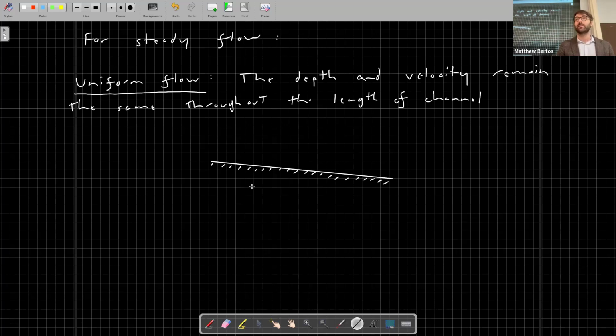So for this case, only one thing can happen. We have a water surface that is parallel to the bottom, because everywhere the depth needs to be the same. So we have that H1 at the upstream end is equal to H2 at the downstream end.